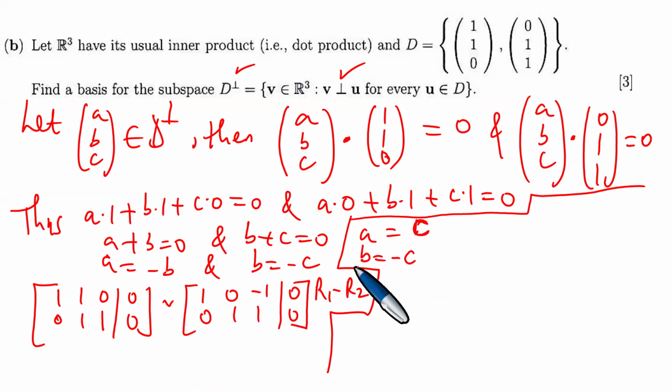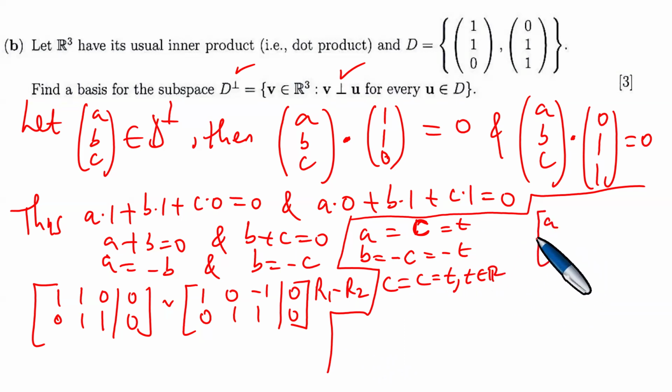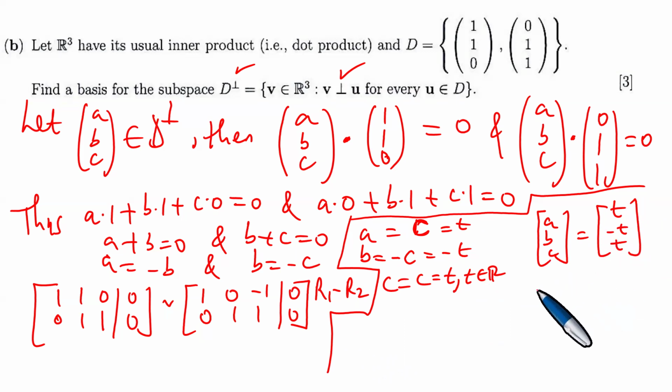Because C is so you can say C is equal to C. Okay, right. And then if you make C equal to T, then this one is going to be minus T, and this one is going to be T, where this T is a real number. Now it means that you can have the A, B, C. So what is the A? The A is T. The B is minus T. The C is T. Okay, so this one is going to work.